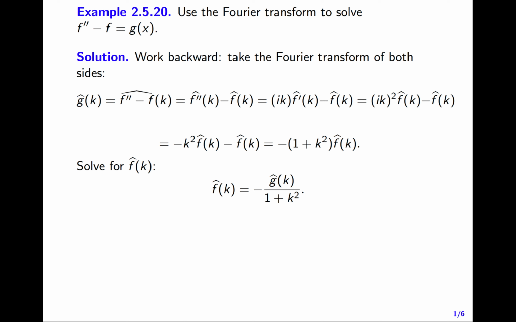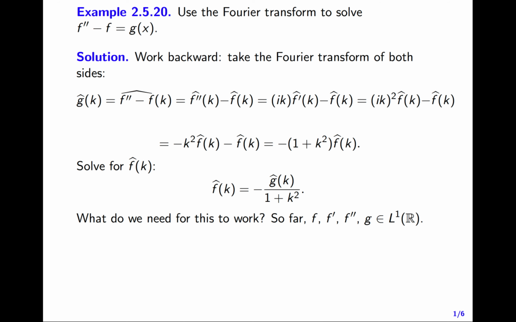1 plus k squared, we know, is positive as long as k is real, so I have no problems with the division here. Now, what do I need for this to work? Well, I would need f prime, f double prime, and g all to be L1 because I want all of these Fourier transforms to be defined.